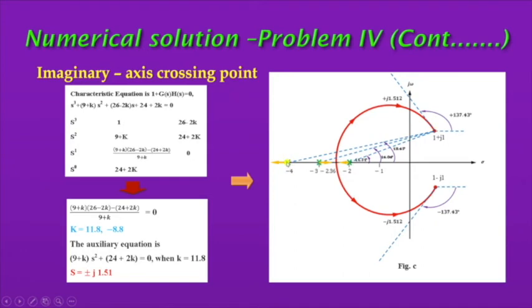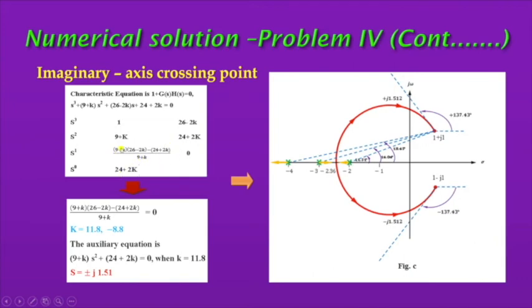Another root locus branch moves to infinity along this asymptote. Then this root locus branch crosses the imaginary axis. Then find the crossing point. These two root loci are symmetrical with respect to the real axis. Then using the characteristic equation, 1 plus GSH equals 0, we get s cubed plus 9k s squared plus 26 minus 2k s plus 24 plus 2k equals 0. So using the Routh array, we get this value and this value.